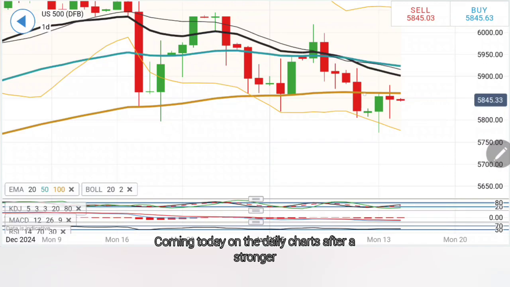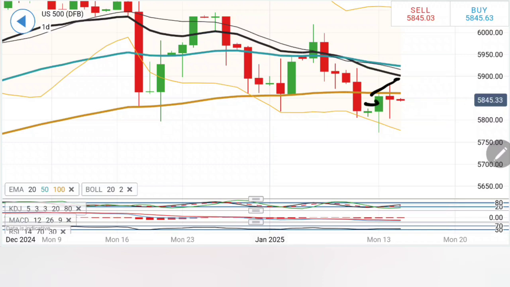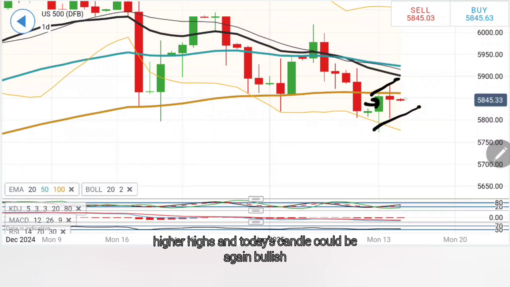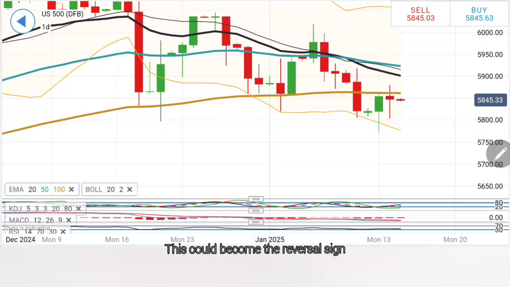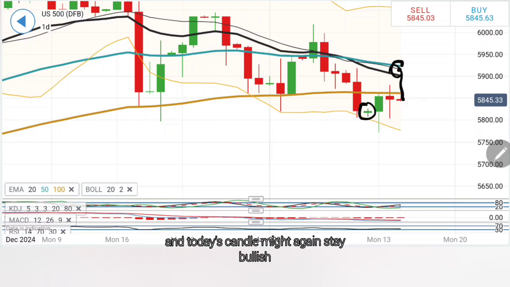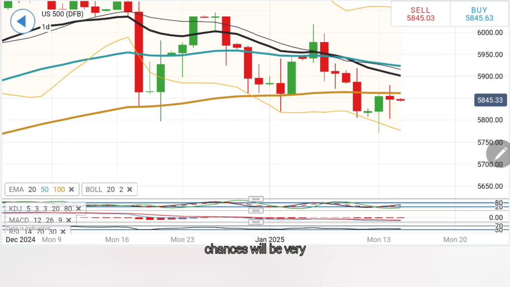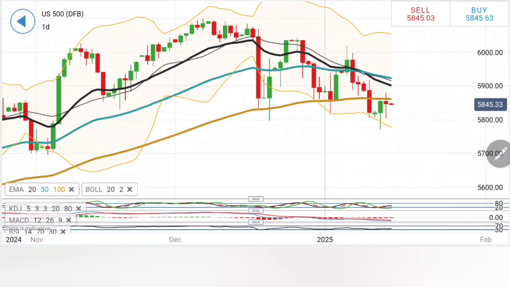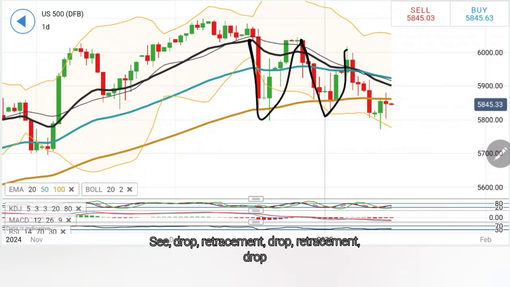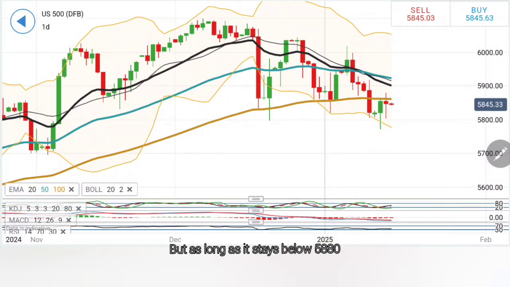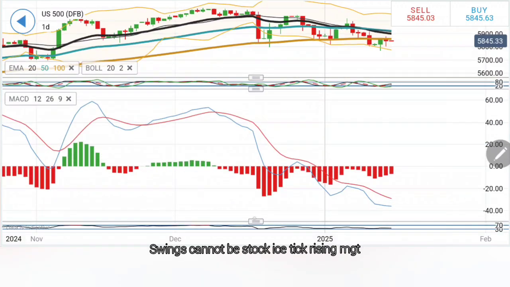Coming to the daily chart, after a stronger bullish candle in the first trading session, we have seen higher lows, higher highs, and today's candle could be again bullish. This could become the reversal sign, where it can move towards 5900, 5920. But for this to happen, we have to wait for it to first trade above 5860 and then 5880. If these two levels are taken, chances will be very high that we are looking forward to the 5900, 5920 zone. See, drop, retracement, drop, retracement, drop. It could retrace, but as long as it stays below 5880, 5920 levels, you have to be careful. It can again reverse and drop. Stochastic rising, MACD bearish, RSI flat.